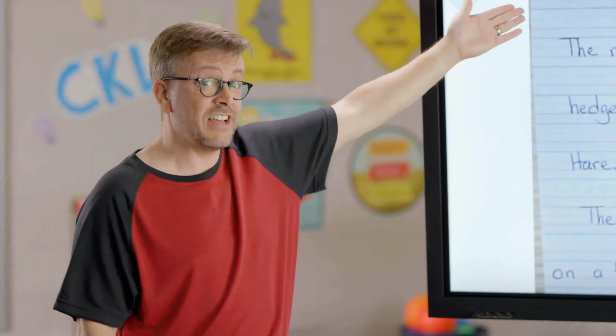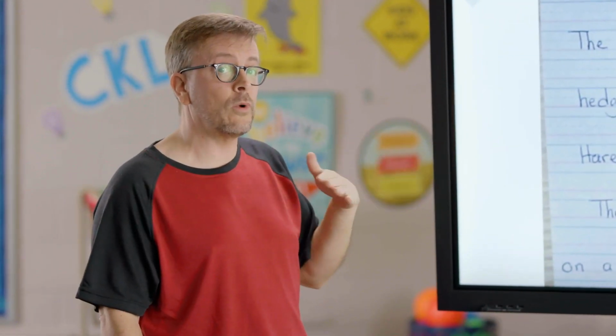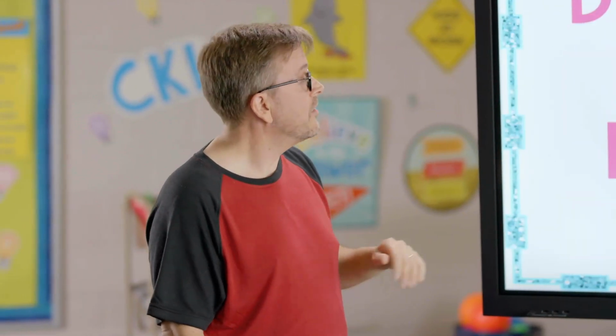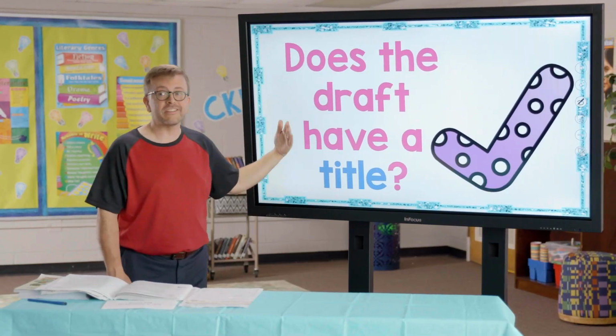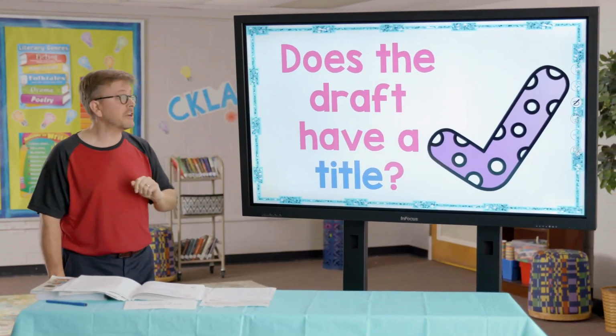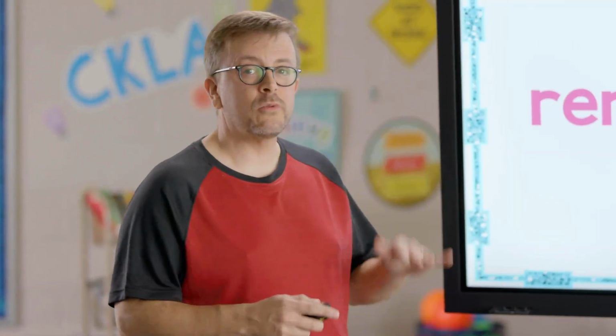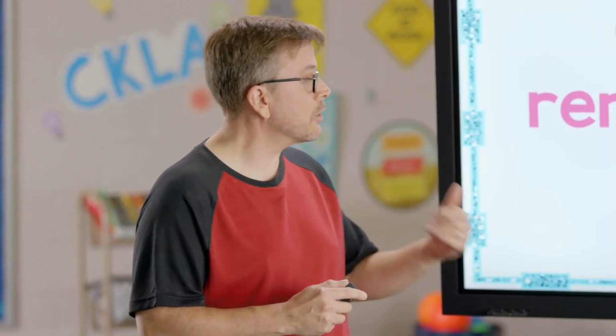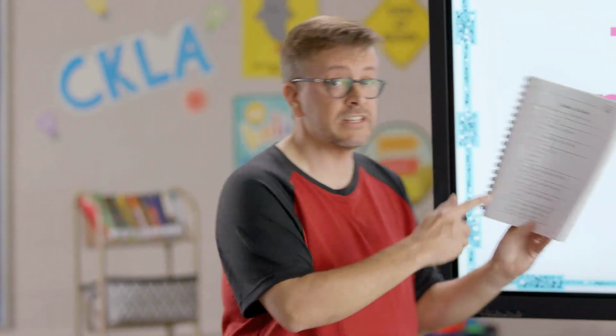So that's our title. Remember, we started with that on 12.1. We put at the very top, the hedgehog and the hare. So the first thing we're looking for, does that draft have a title? This one does, so you can check that off on your checklist. All right, boys and girls, we've checked to see if the draft has a title. Now, let's work through the remainder of our checklist together.